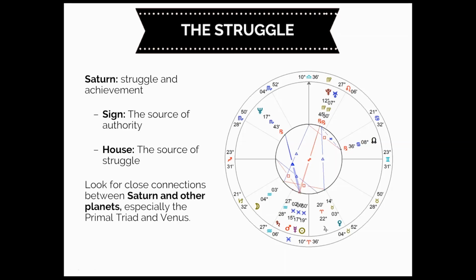So when looking at Saturn in the chart, look to see where they are innately an authority and how they can use those qualities to succeed in the struggle that's symbolized by the house that Saturn is in. And look for close connections between Saturn and the other planets, in particular the primal triad, Sun, Moon, Ascendant, and Venus.